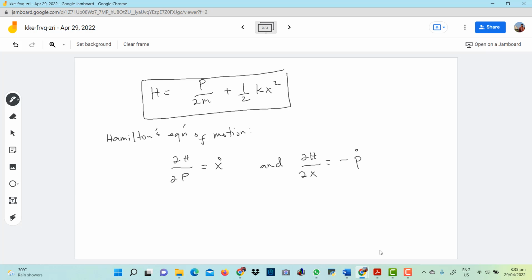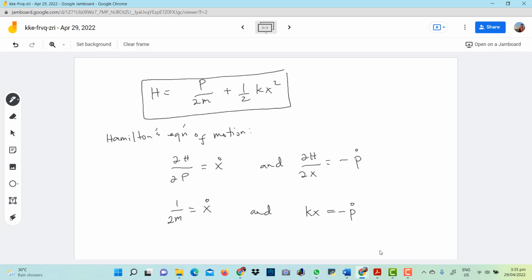So in this case, if you derive the Hamiltonian with respect to p, what will you get? I will get partial h with respect to p, that is equal to 1 over 2m, equal to x dot. And the other one, if I derive partial h with respect to x, I will get kx. Partial h with respect to x, that would be 2 times 1 half is 1. So now kx is equal to minus p dot.